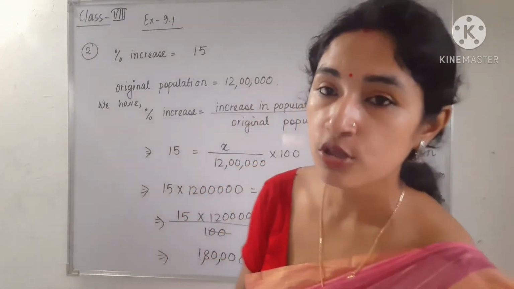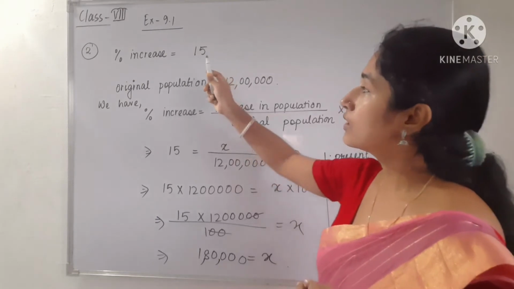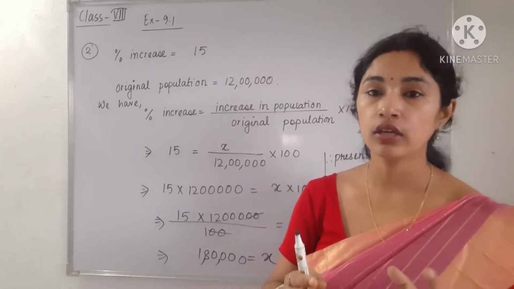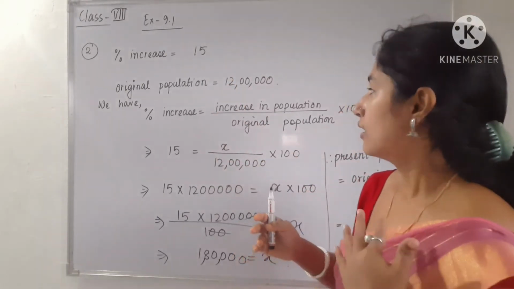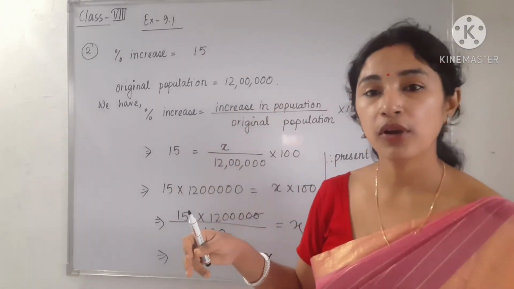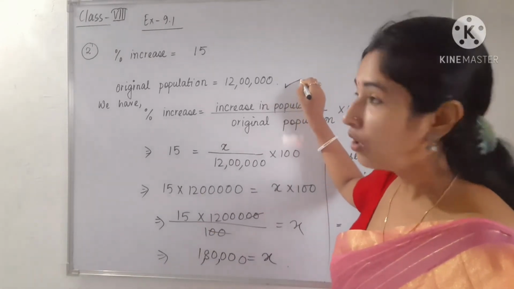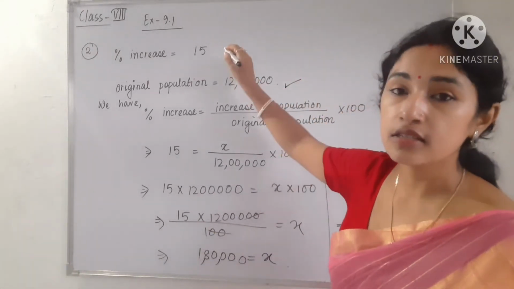Similarly, this question is also the same. It was given that the percentage increase is 15. That means population. Okay, population was 12 lakh 5 years back. The population was 12 lakhs. That means this is the original population. Okay, and percentage increase is given.